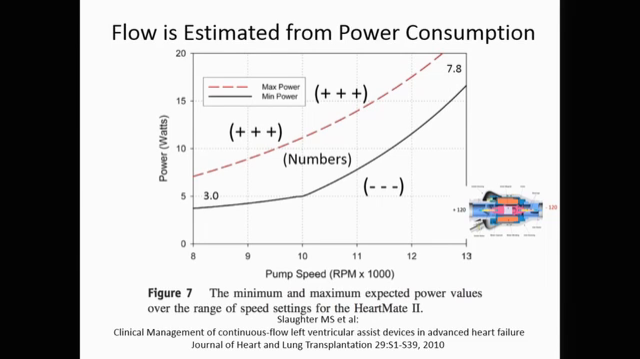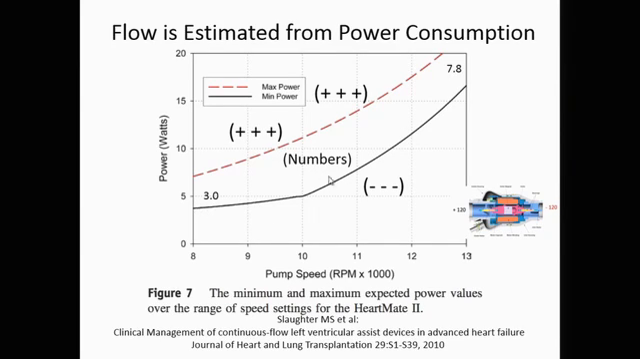With these devices, flow is estimated from power consumption. It's very important. You dial in the RPMs. The device uses as much power as required to generate that number of RPMs, and then it calculates the flow. This is a figure published in this paper of a HeartMate 2, but you could create a figure like this for any of these devices. On the x-axis is RPMs, on the y-axis is power consumption, and literally this would be a grid of flows. With this device, the low flow is about 3, the high flow in this figure is about 7.8.